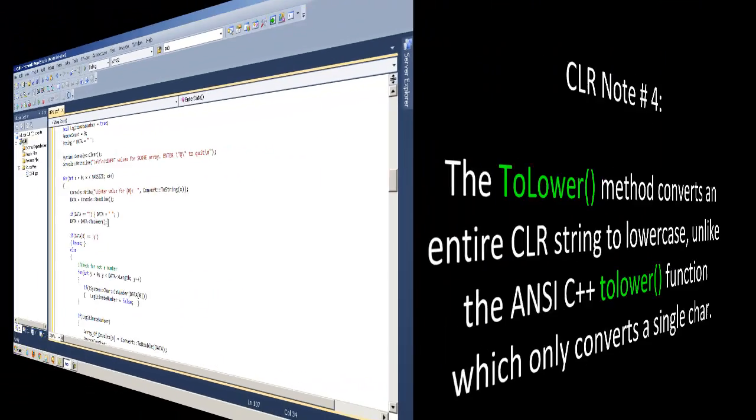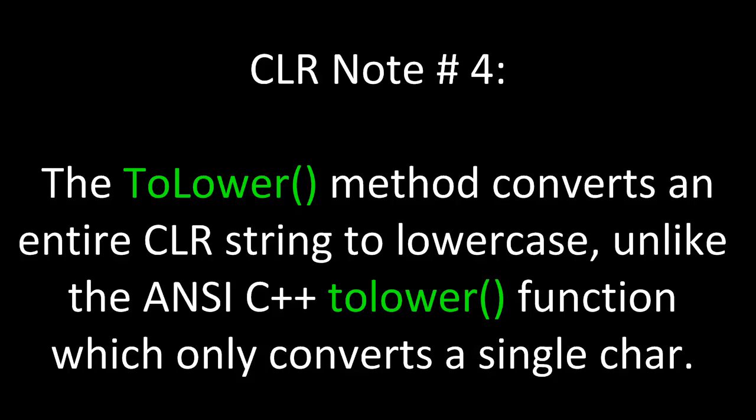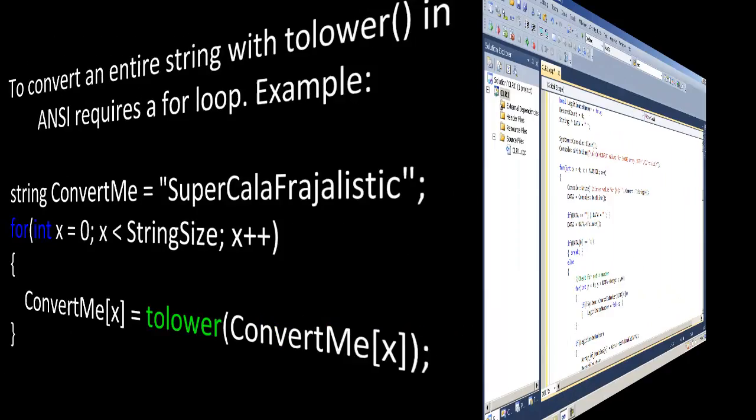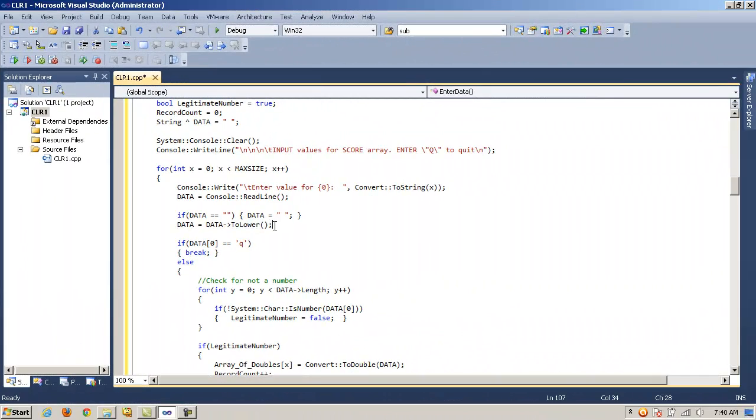And then CLR note number 4. The to lower method converts an entire CLR string to lowercase, unlike the ANSI C++ to lower function, which only converts a single character. This doesn't mean we can't do this with ANSI C++, it just means we have to use the to lower method inside of a for loop. So let's say we had a string convert me, and it was supercalifragilistic. If I wanted to convert the whole string to lowercase, I'd simply put it inside of a for loop and do it character by character at a time. Here we're just converting it to lowercase.